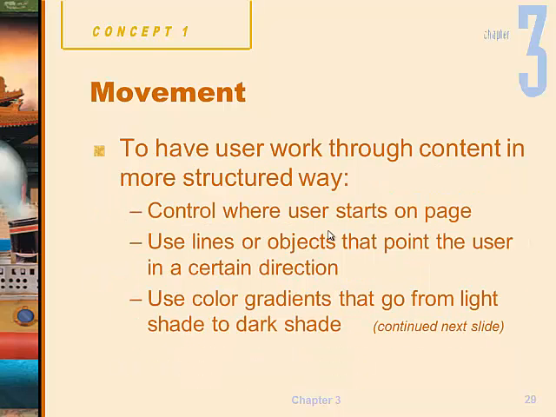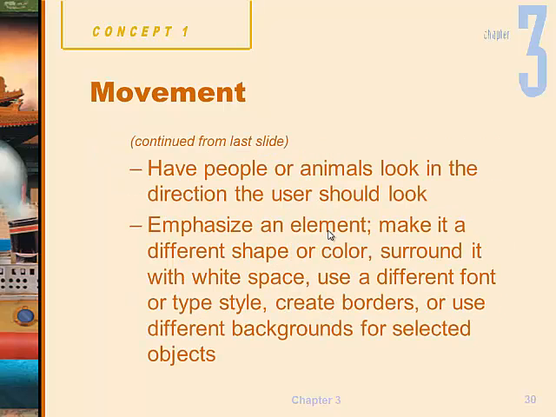To have users work through content in a more structured way, you want to control where the user starts on the page. Use lines or objects that point the user in a certain direction, and use color gradients that go from light to dark that will also lead their eyes. Have people or animals look in the direction the user should be looking. Emphasize an element by making it a different shape or color. Surround it with white space, use a different font or type style, create borders, or use different backgrounds for selected objects. That will draw the user's eyes.